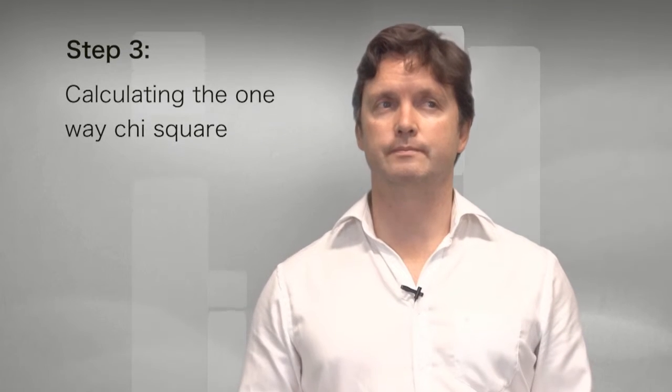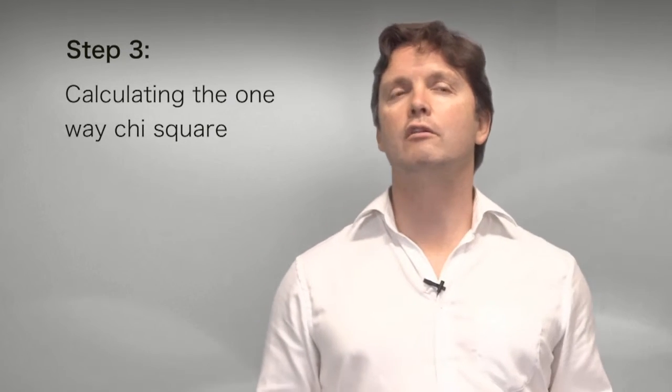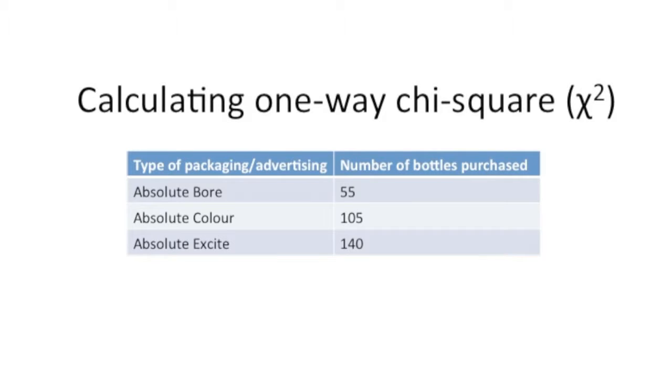Step 3, calculating the one-way chi-squared. So we're going to test if the frequencies of bottles purchased differs as a function of the type of advertising. In this example, the number of bottles are the cases, and the frequencies of the cases of each type of alcohol packaging are shown here on the slide. Of course, we need to assume that the bottles are comparable in all relevant aspects. That is, that they have a comparable type of alcohol, so the same type of alcohol, same price, and so on. We also need to check on some assumptions.